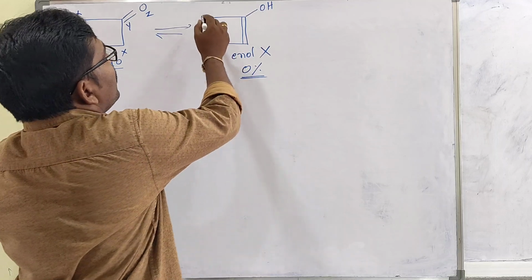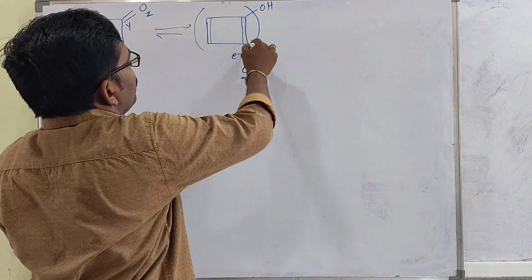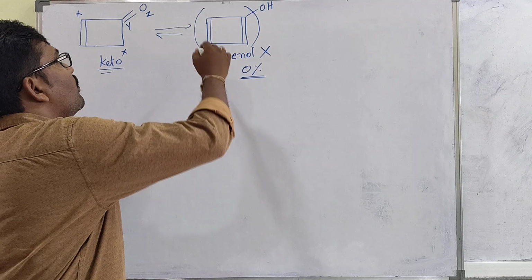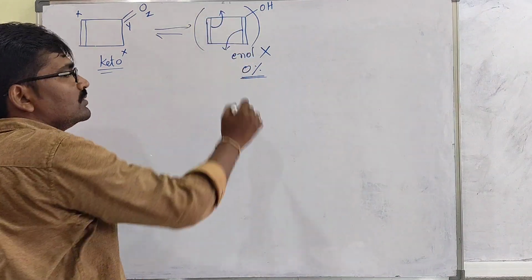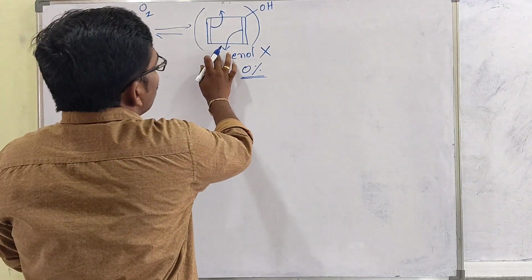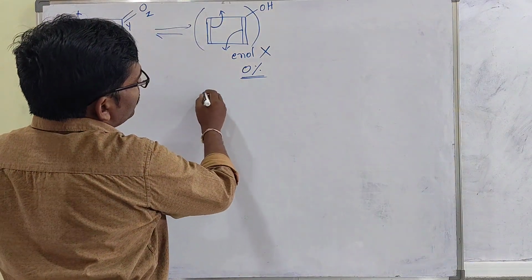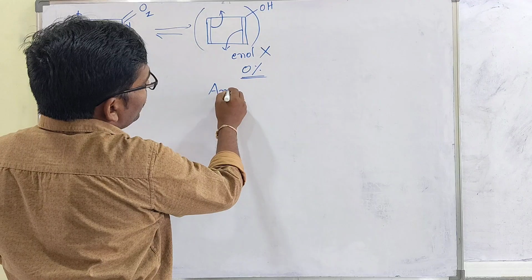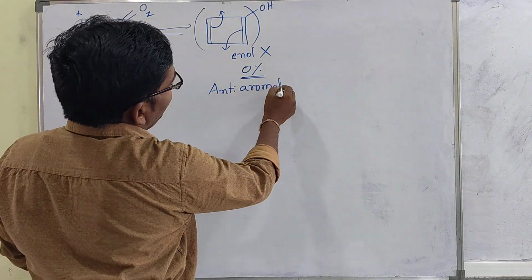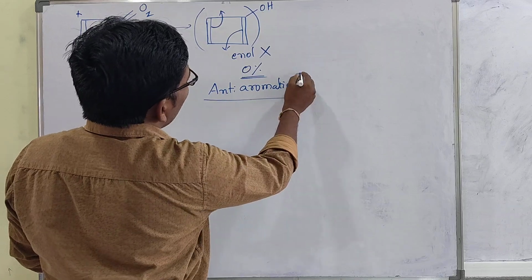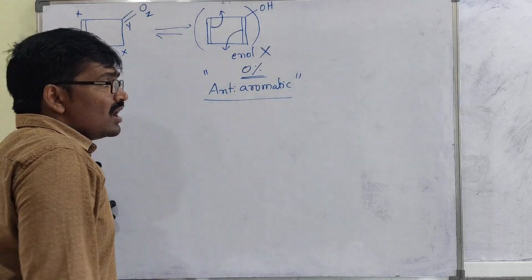ఈ కాంపౌండ్ చూస్తే this is the compound. బాండ్స్ డబుల్ బాండ్స్ కాంజుగేషన్లో ఉన్నాయి. ఎస్, కాంజుగేషన్. ఈ కాంపౌండ్ మనం యాంటీ అరోమాటిక్ కాంపౌండ్ అంటాం. యాంటీ అరోమాటిక్ కాంపౌండ్. వాట్ ఈస్ ద యాంటీ అరోమాటిక్ కాంపౌండ్?